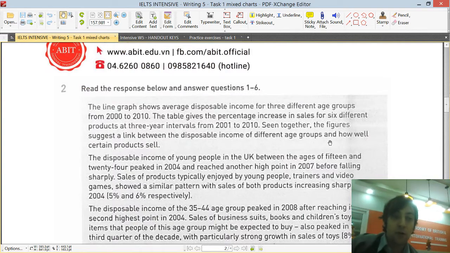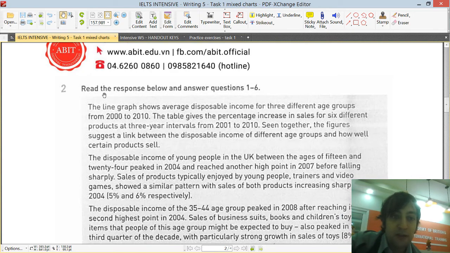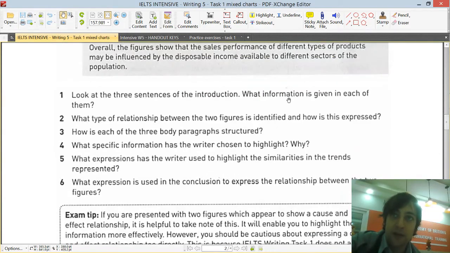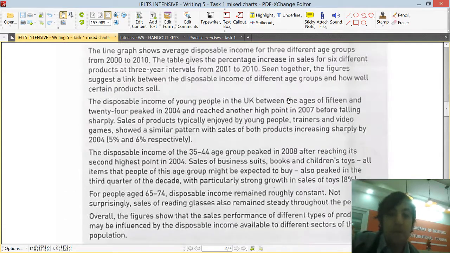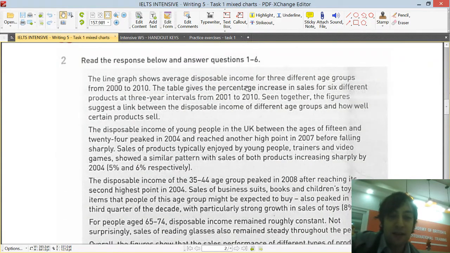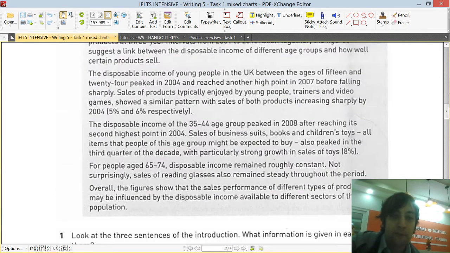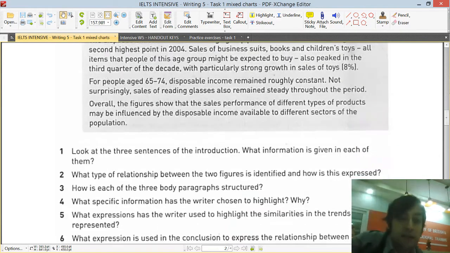Okay, let's go on to the second exercise. So what you need to do is read the response below and then answer the 6 questions here near the bottom of the page. So when you're ready, pause the video, then read the text and the questions. So pause the video now. Okay, let's go over the answers.